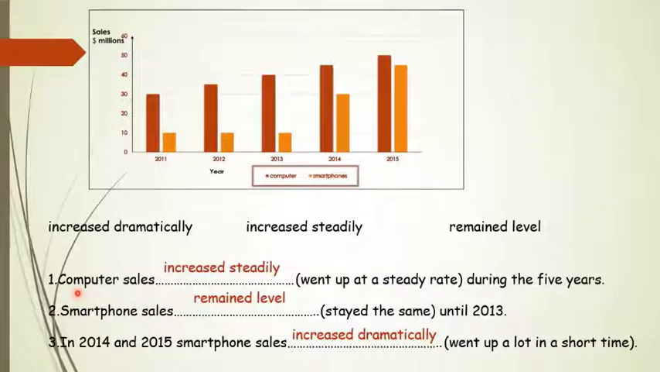Read these sentences. Computer sales increased steadily during the 5 years. Hope you are repeating. Second, smartphone sales remained level until 2013. Good. In 2014 and 2015, smartphone sales increased dramatically. Right.